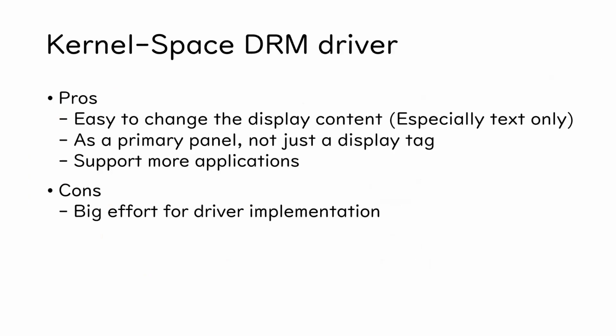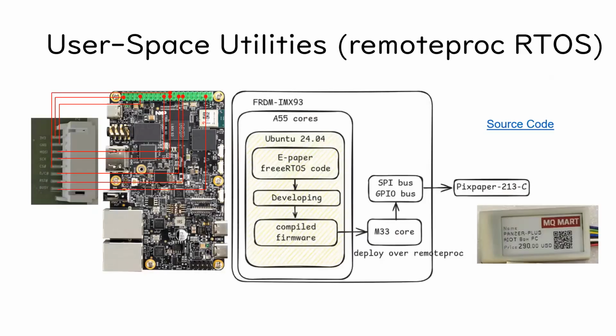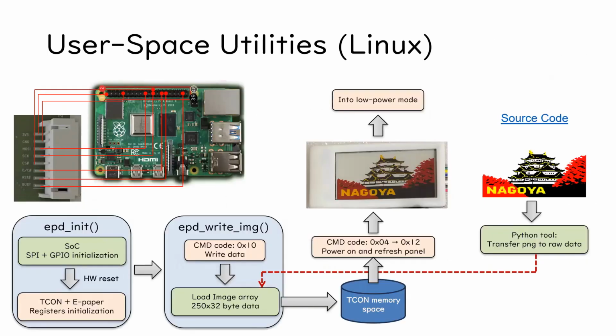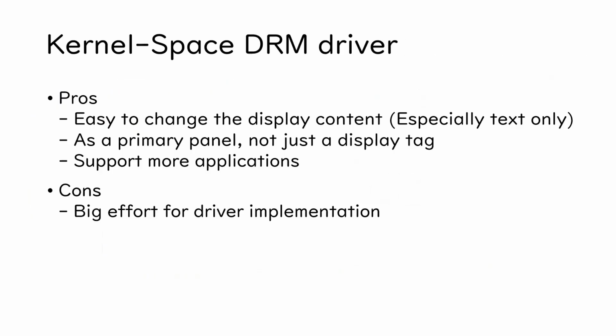But if you see these two examples, you can find a problem. If you want to just update a little bit, not full screen or something like a different picture, you need to draw the picture every time. It's very inconvenient. So this is why we implemented the kernel space DRM driver.